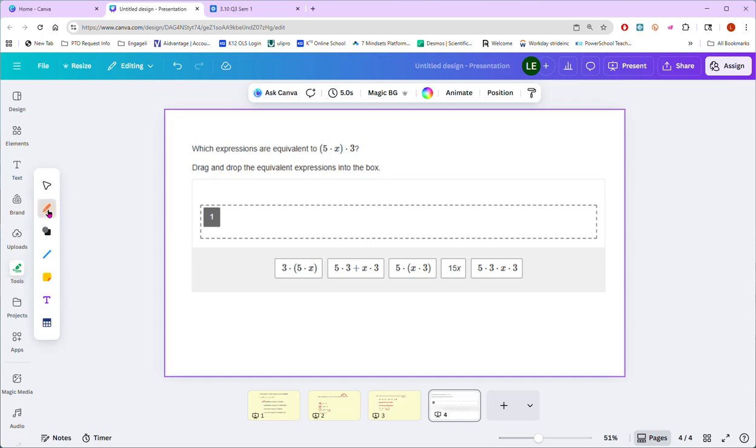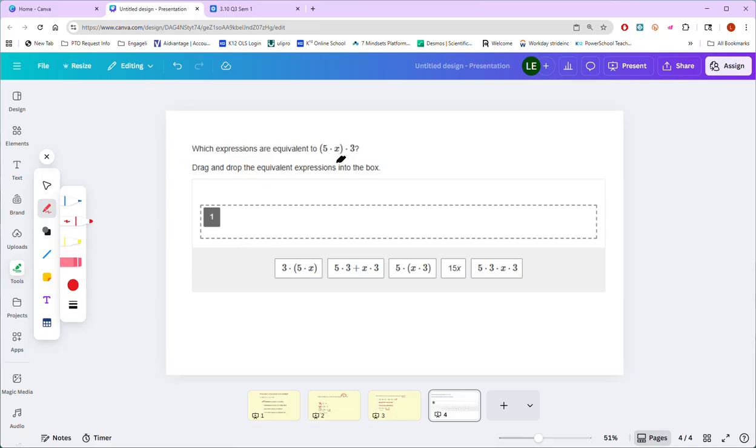says drag and drop the equivalent expressions of 5 times x times 3. All right, so these won't drag for me, but they will drag for you. Let's take these one expression at a time. So these are all multiplying, which means I can change the order.